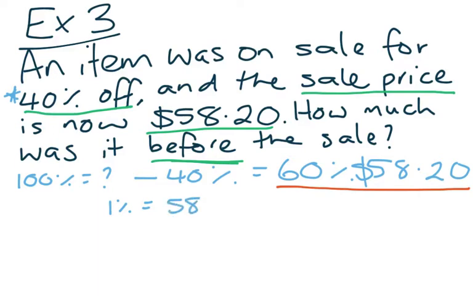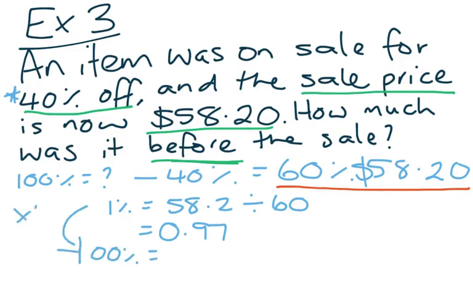If we do $58.20 divided by 60, that should give us 1. Why? Because 60% divided by 60 gives us 1%, which is what we're trying to find. If you do that, you should get 0.97. Again, after that, we need to find the 100%. We multiply it by 100, and then we multiply by 100 on the other side, and you should be able to do that in your head, and you should get $97. So this particular item did cost $97. It was advertised for 40% off, and it's now $58.20. So we could find out what the original cost of the item was prior to the sale.